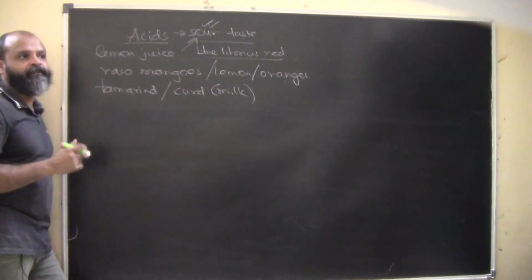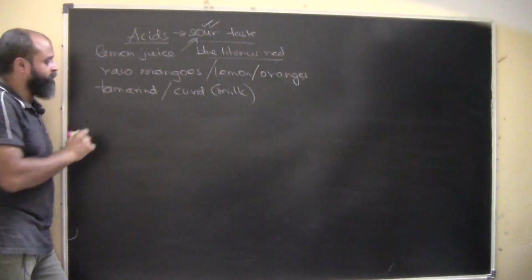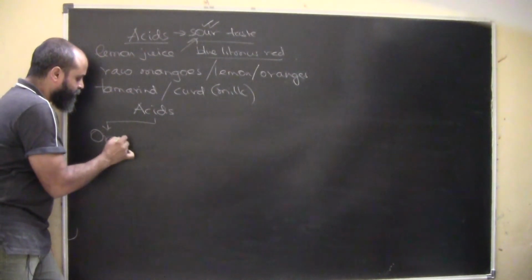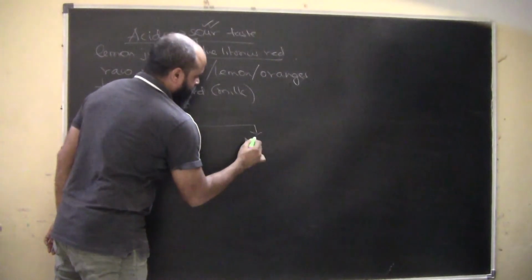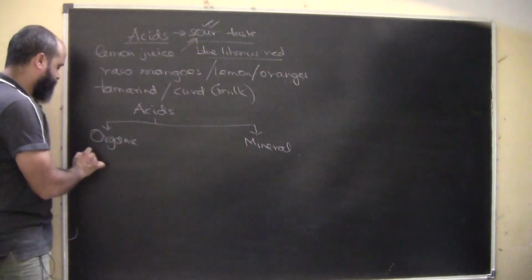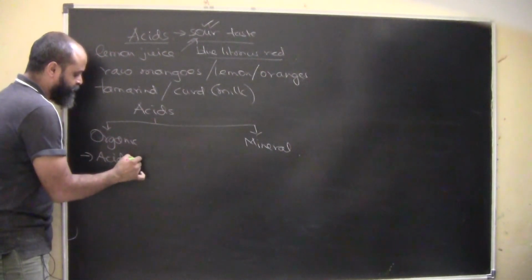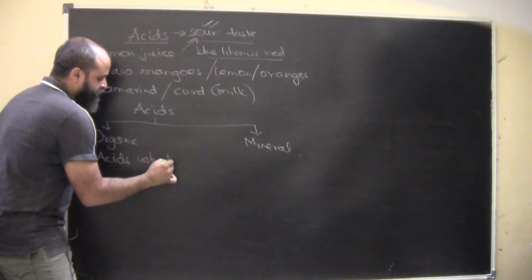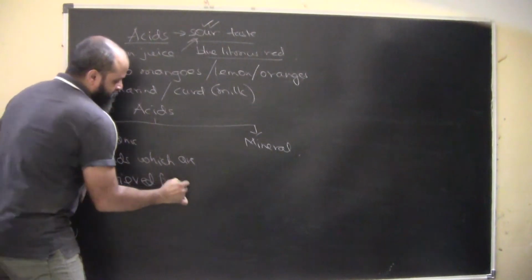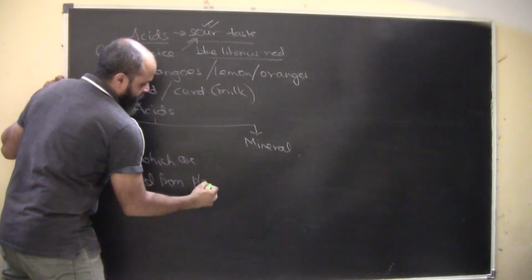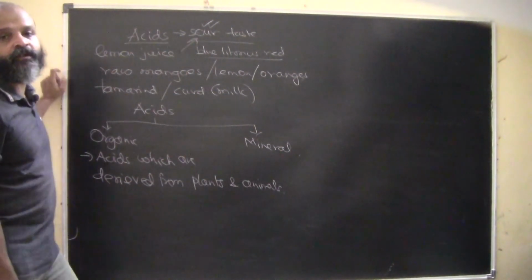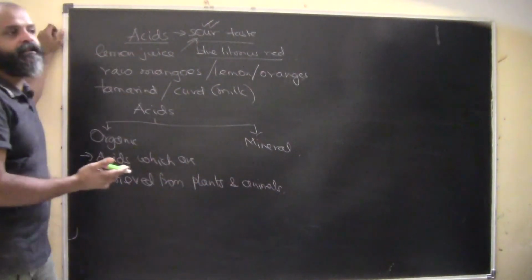Now what do we have in acids? Basically, if you look into it, acids can be either organic or mineral. So let's understand this. Organic acids are acids which are derived from living things like plants and animals. So what are these acids?